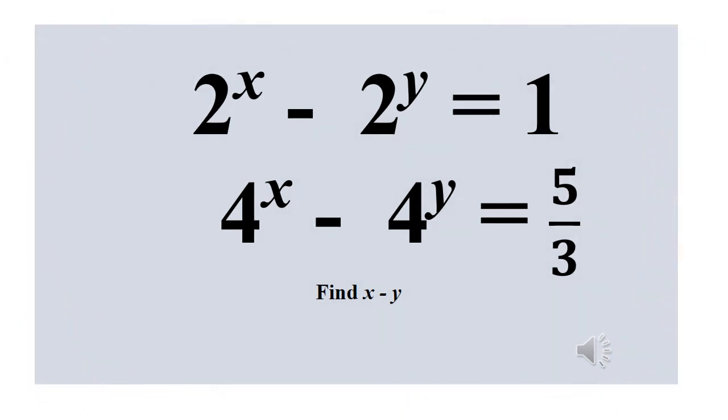Now for question number 2, we have 2 raised to power x minus 2 raised to power y equals 1. That's equation 1. Then equation 2: 4 raised to power x minus 4 raised to power y equals 5 over 3. We have to find the value of x minus y.